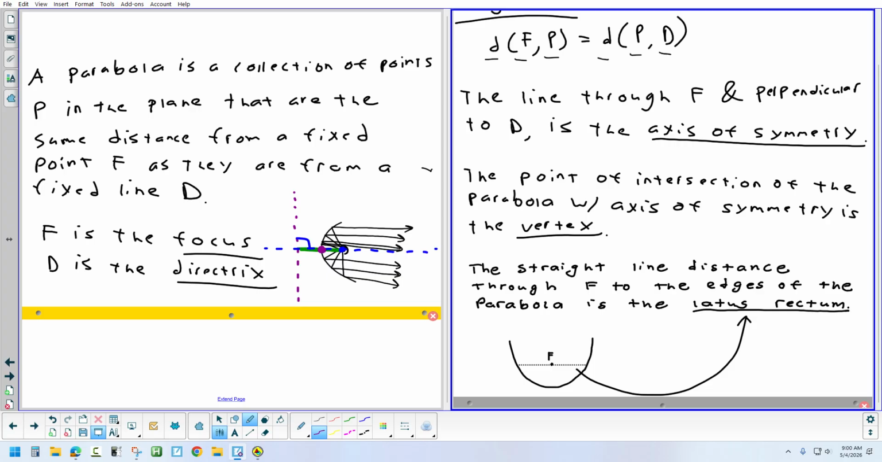So axes of symmetry and vertices, that's something we'll see again when we talk about circles, ellipses, and hyperbolas. This latus rectum distance, the directrix, those are things that are only particular to parabolas. They will not come up again this week. Okay, so each conic section kind of has its own characteristics and traits that we talk about when we study that section.